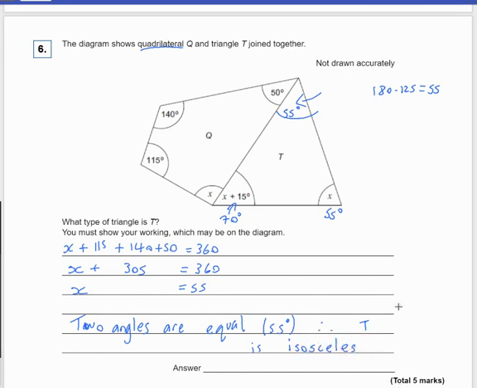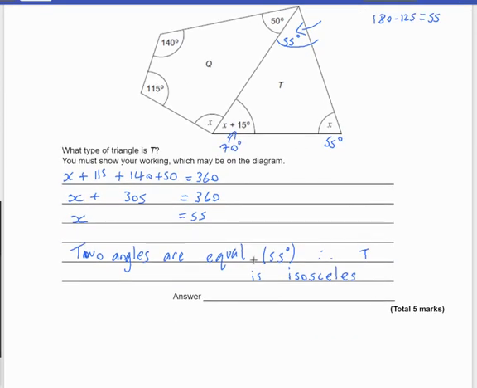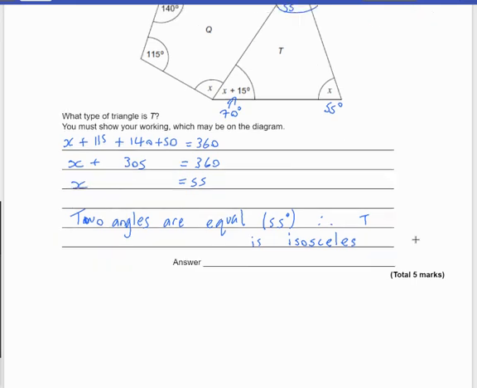Isosceles. It looks like a horrible spelling, but I believe that is it. Okay, so it's isosceles. That's it. That's our working. That's our answer. We've worked out that it's an isosceles triangle.